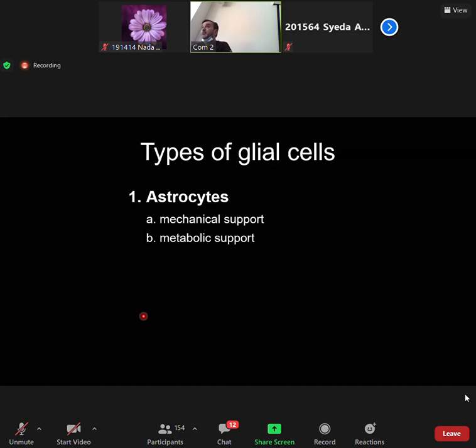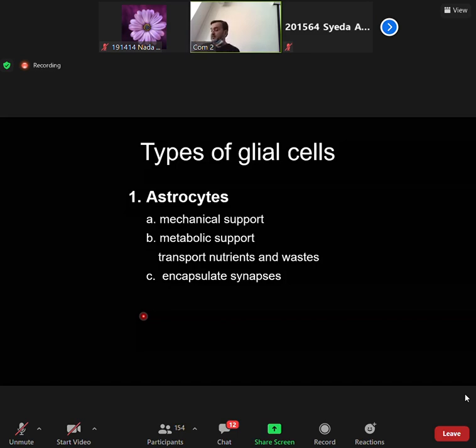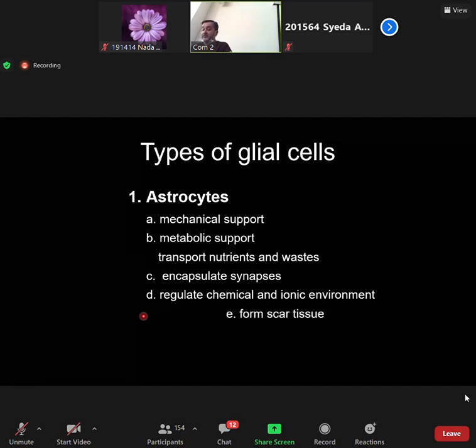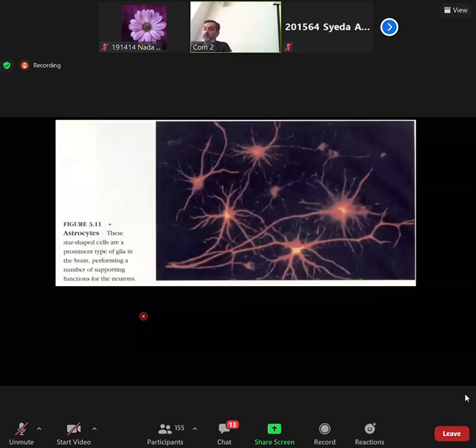It provides a metabolic support, transport of nutrients and waste, encapsulate synapses so that it does not affect the nearby neurons, regulate the chemical and ionic environment of the central nervous system, forms the scar tissue after the death of the neurons. So you have gliosis there, act as phagocytes to take out the debris of the dead neurons. This is the picture of the astrocytes. You can see there's star shape, and that's why they are called astrocytes.